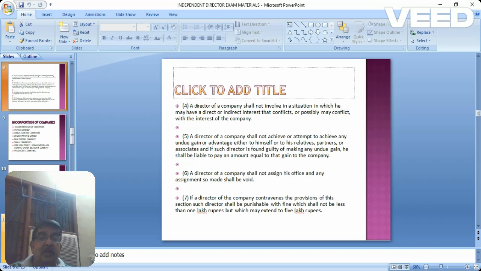If a director of the company contravenes the provisions of this section, such a director shall be punishable with a fine which shall not be less than 1 lakh rupees, but which may extend to 5 lakh rupees. This is the penal provision of the Companies Act, where a director contravening any of the provisions of the section shall mandatorily be punishable with a fine of not less than 1 lakh rupees, but which may extend to 5 lakhs. This is the directors' duties.